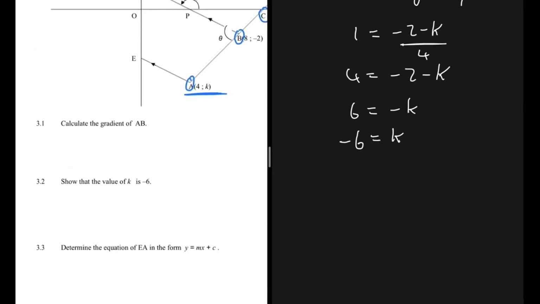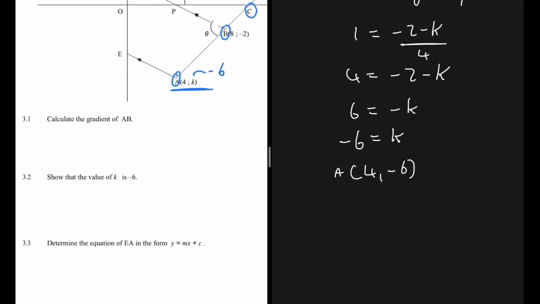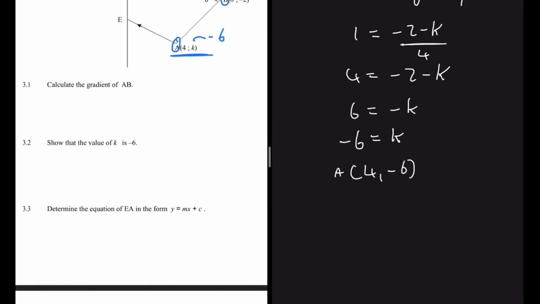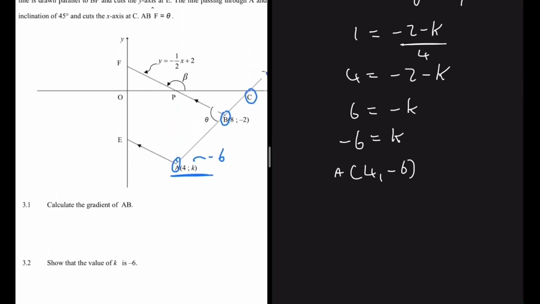And that is exactly what we are asked to show. So now the coordinates of A, we have 4 and minus 6, right? K is minus 6. And then let's move to 3.2. 3.2 says determine the equation of EA in the form y is equals to mx plus c. So let's look for EA.